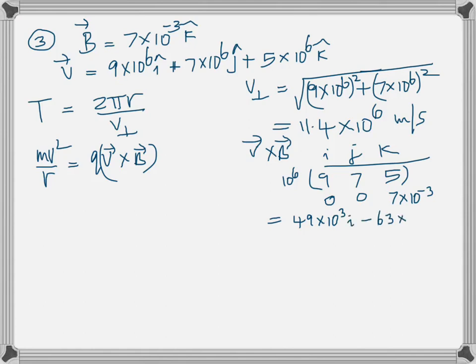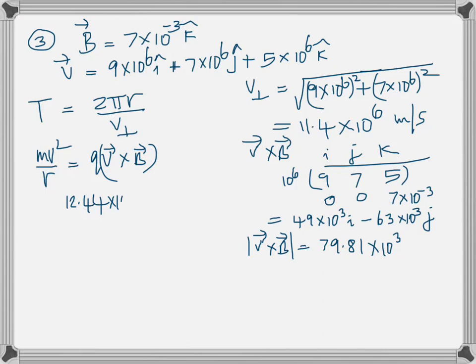i, j, k, velocity components 9, 7, and 5. That's 0, 0, 7 times, and I got this. And therefore, v cross B, again I have to square both the components and add them up, which I have not shown, but I have done it. I have squared this to find the magnitude. Don't I have to do that? v cross B, so I got that.